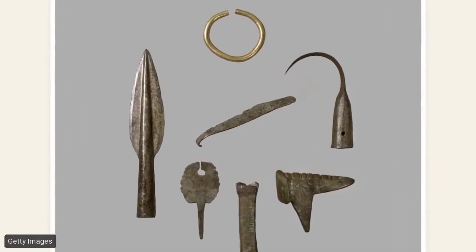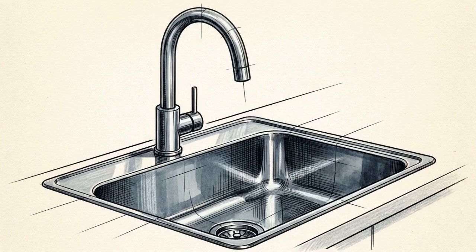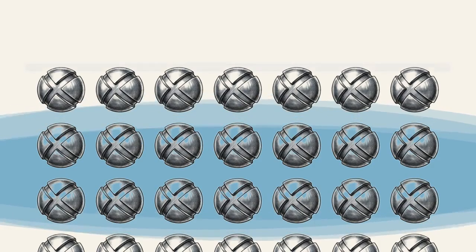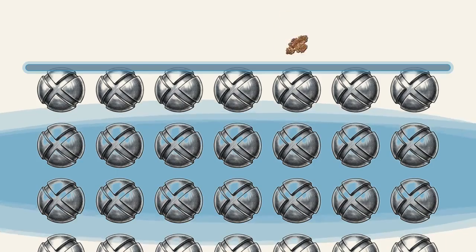Human engineering has relied on this concept for millennia. As seen in these ancient artifacts, early metallurgists mixed copper with tin to produce bronze, creating tools and weapons so durable that they named an entire era of human civilization. We use the same strategy in our kitchens today. By mixing chromium into steel, we get acero inoxidable, or stainless steel. The chromium causes the sea of electrons to form a thin, invisible shield on the surface that blocks rust.